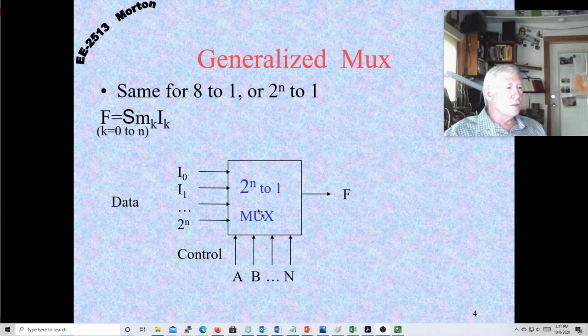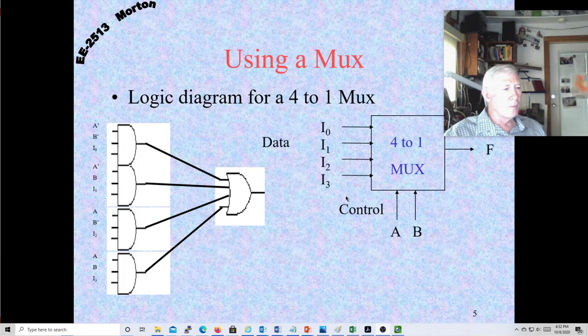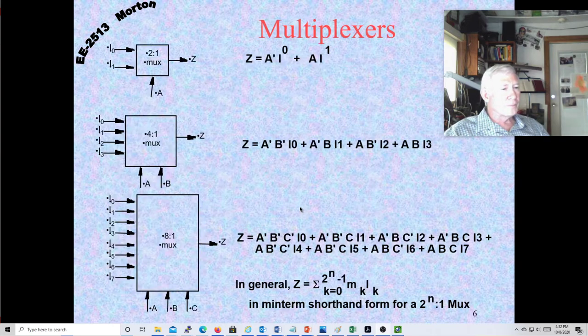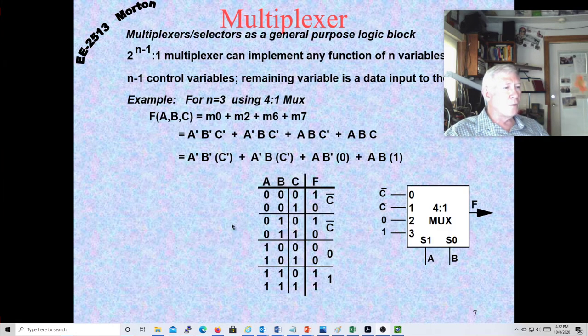So here's the generic 2 to the n to 1. You have n control lines, you have 2 to the n inputs, and only one output F. Here's one way you can implement these in hardware. Obviously, there's many ways you can do it, but this is one. You could do it in SOP, POS, NAND-NAND, NOR-NOR. There's a whole bunch of ways it can be done.